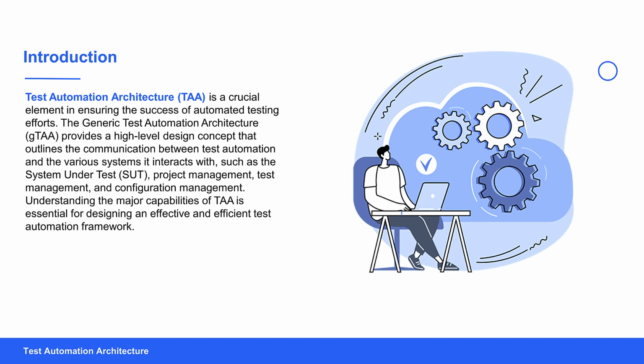By understanding the major capabilities and components within a TAA, we can craft a more effective and efficient automation strategy that is aligned with the specific needs and goals of our project. The goal here is to not only streamline the testing process, but also to ensure that our automated tests are robust, reliable, and scalable over the life cycle of the project.